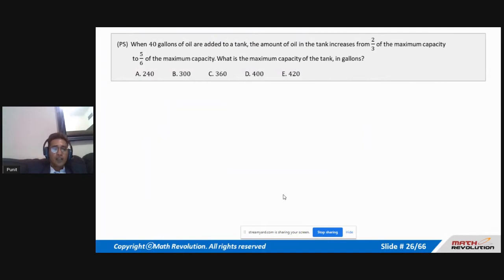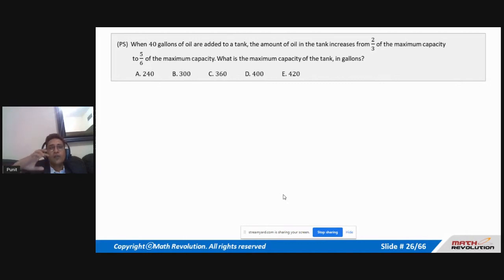So we would be attaching the least common multiple, the LCM of the denominators. Let's pay attention to one of the questions on the next slide, in which we'll see fractions, and we'll apply IV approach 3-1, which is LCM and fractions, attaching the denominator to the initial word. The question says, when 40 gallons of oil are added to a tank, the amount of oil in the tank increases from two-thirds of its capacity to 5/6 of the maximum capacity. Now, we are not aware of what the maximum capacity is.